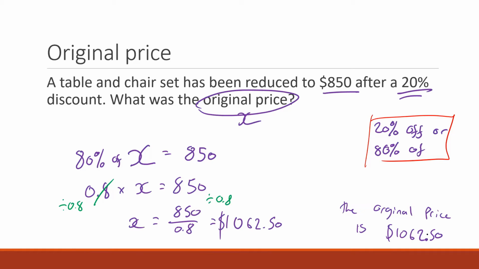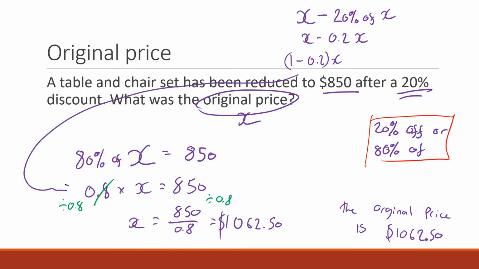If you like doing the two-step method for taking 20% off, this becomes a little bit harder, because you'd have to say, okay, we start with x and then we remove 20% of x, which is the same as x minus 0.2x, which is the same as 1 minus 0.2 times x, which gives you 0.8x. This is the long and painful way to do it. I would not do it this way.